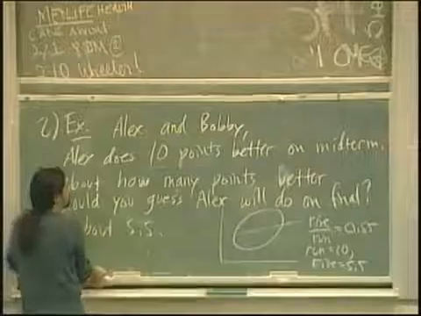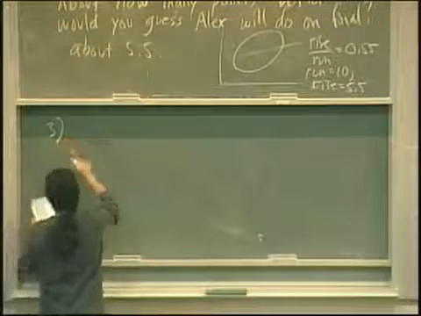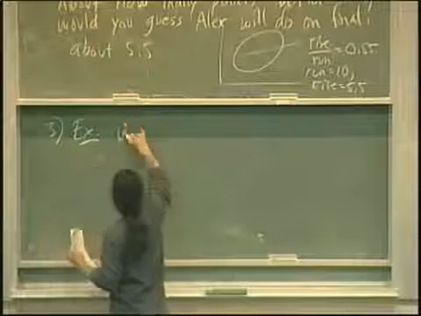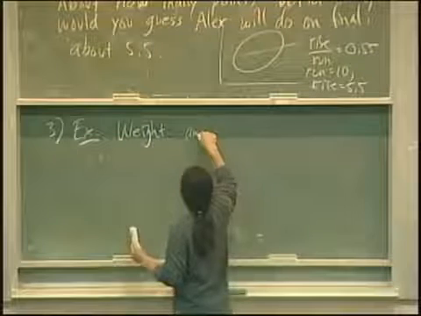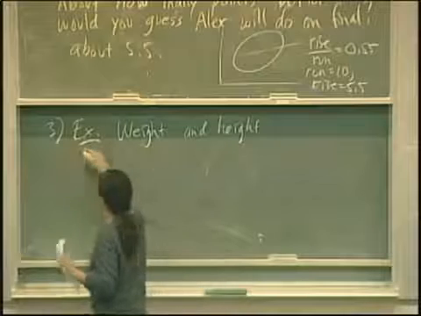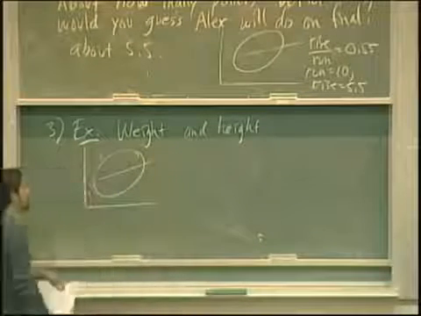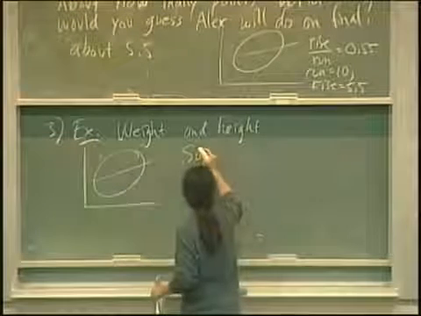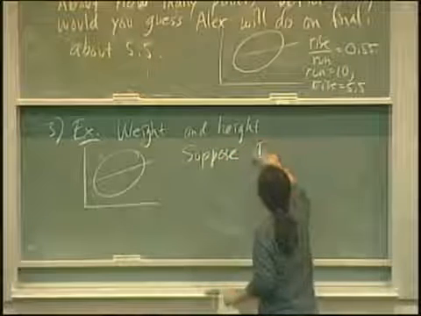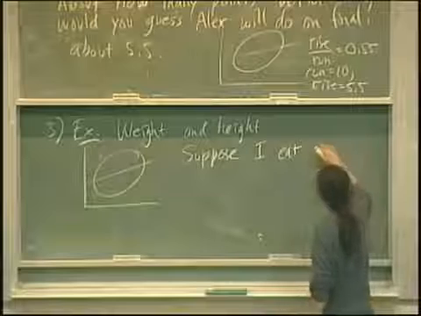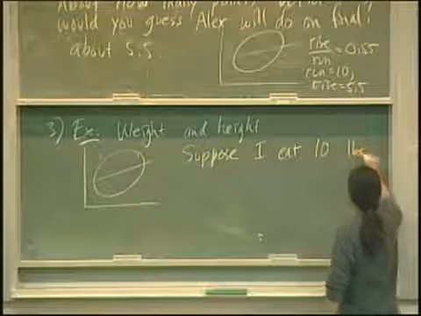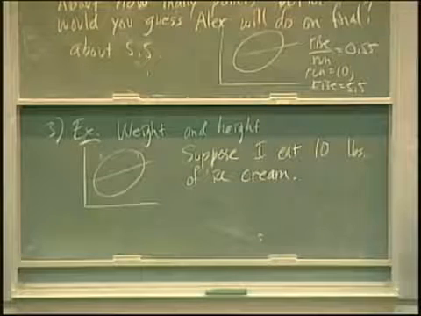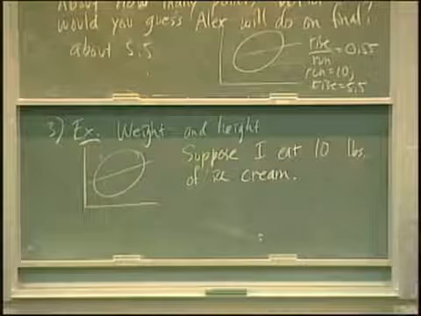Okay, so I want to contrast this with another example, which is for height and weight. Or I'll write it as weight and height. I'm going to make weight the x variable. So positive correlation, there's a regression line. I'm not going to give actual numbers, but I just want to think this through. Suppose I eat, just to make it a nice round number, 10 pounds of ice cream. I'm not saying that I could, just saying suppose it happened. So I come back Thursday, and I've gained 10 pounds.